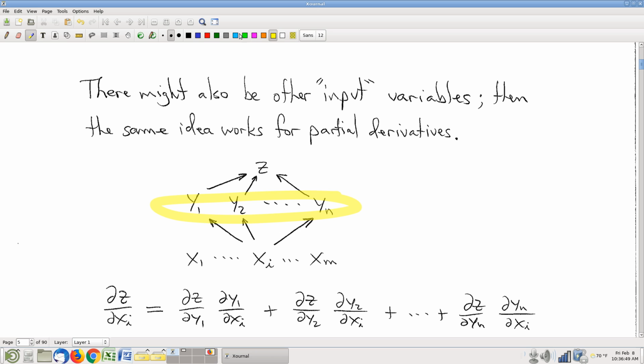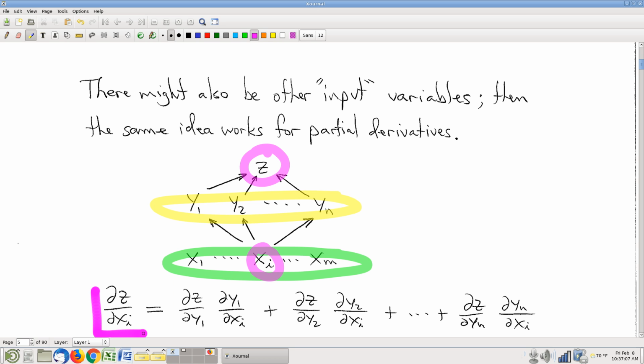What if we have a bunch of different input variables? It might still remain, now as I have the picture set up here, Z is a function of a bunch of Y variables, each of which is a function of a bunch of X variables, and I might want to know the partial derivative of Z with respect to Xi.